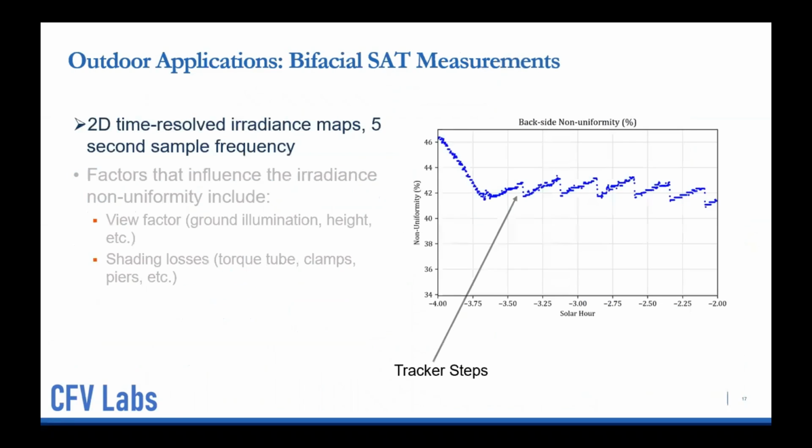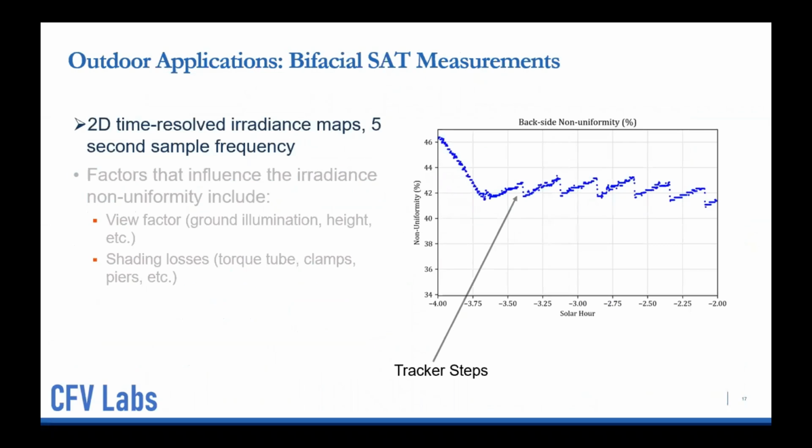So what's really neat here is we actually can do 2D time-resolved irradiance maps. In this case, these were measured 5 seconds apart. So this is kind of interesting to see data at this level of temporal resolution. The plot on the right here is basically solar hour from noon.